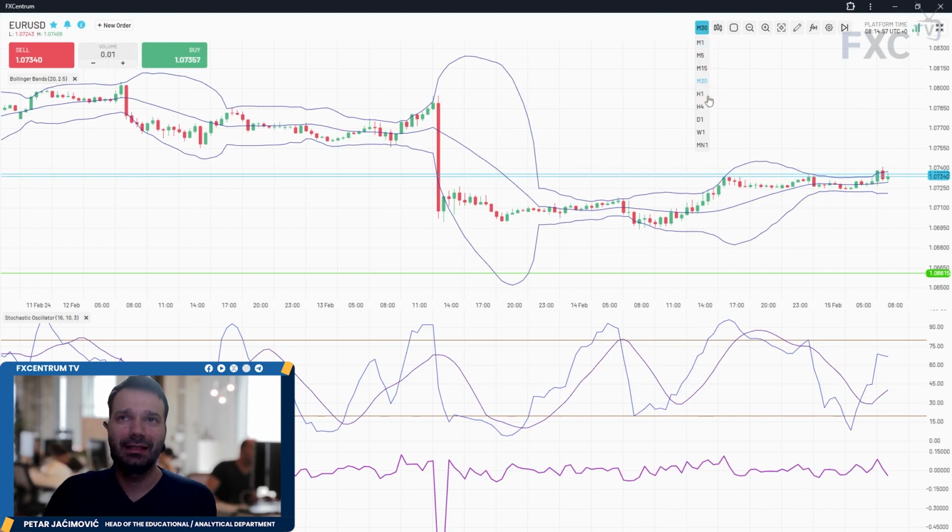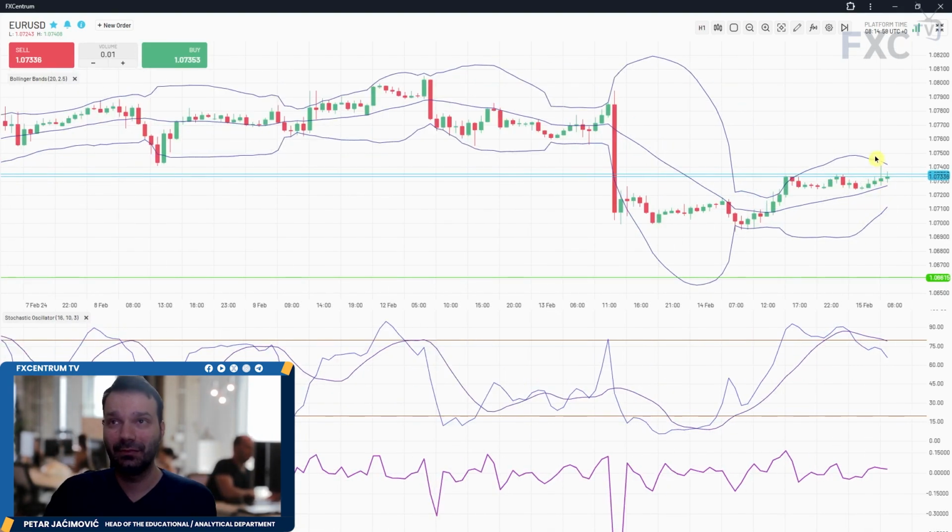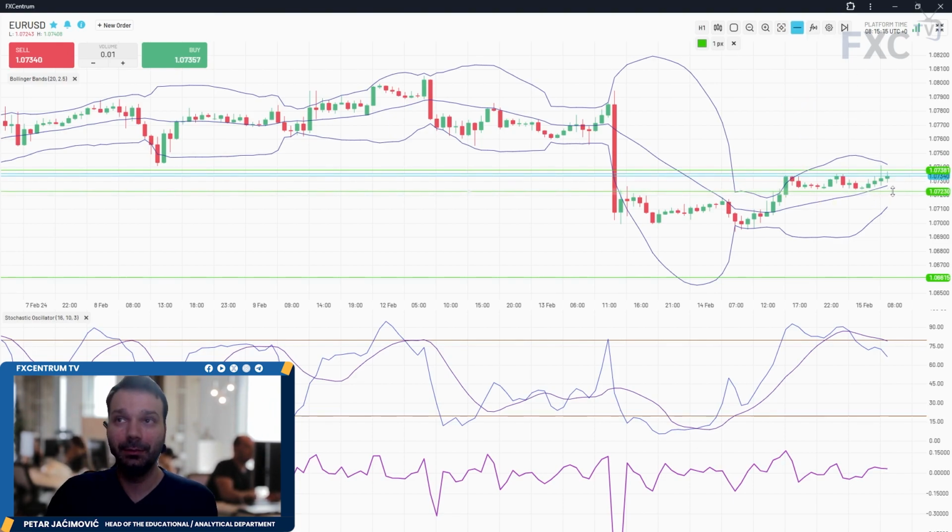If we go to the hourly time frame, you see that the Bollinger Bands are trying to contract. So far we have defined a mini trading range between, I will say, 1.0740 as resistance and support around 1.0723. We also have this strong downside imbalance that happened in the background.